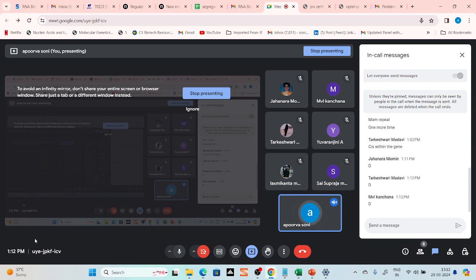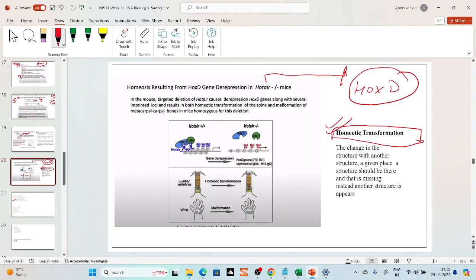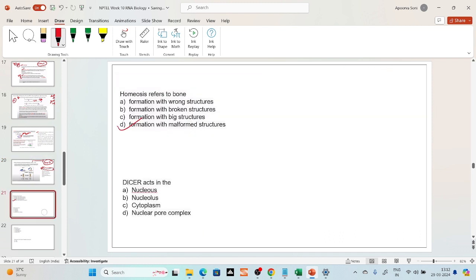Okay. So Janara has answered D. Tarkeshri Madhuri has answered D. Kanchana has answered D. So everyone is correct. So homeosis is the formation with malformed structures. Here only we saw that malformation is occurring. Homeotic transformation results in malformation. Structures are forming, but they are malformed.